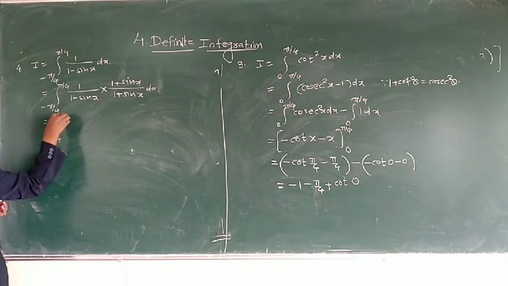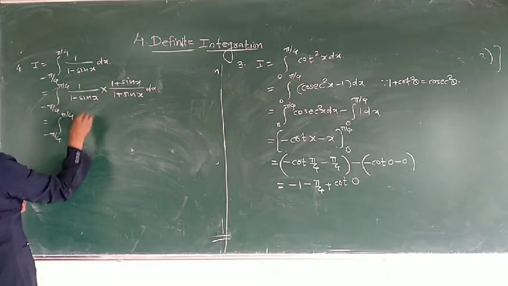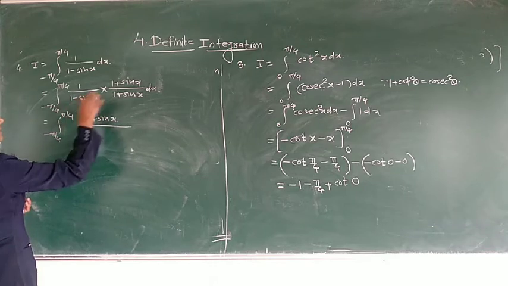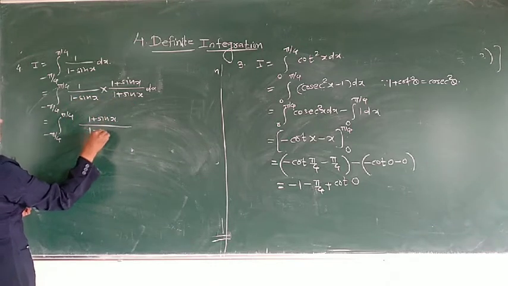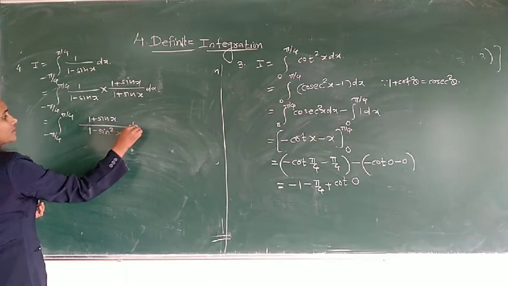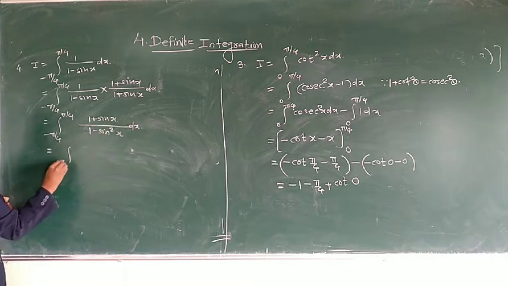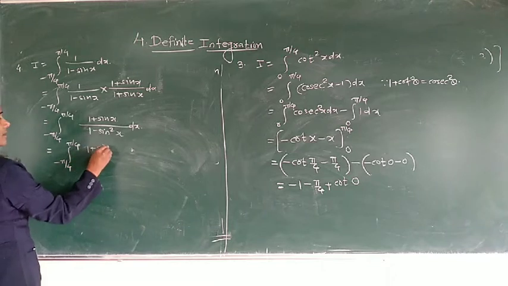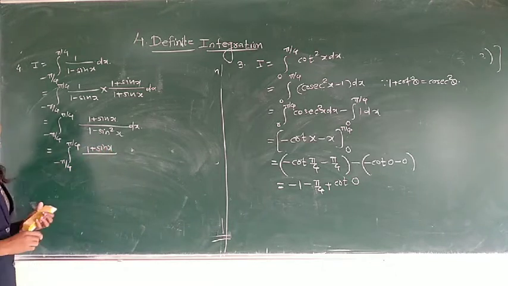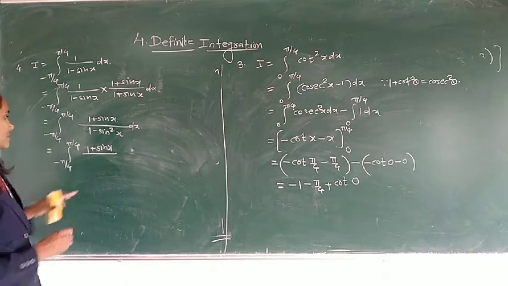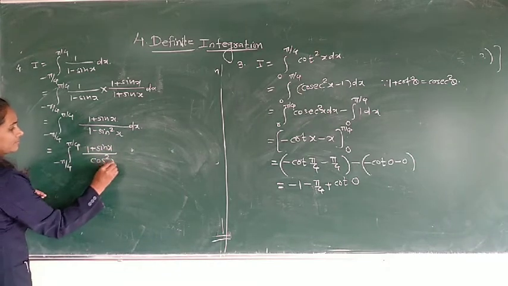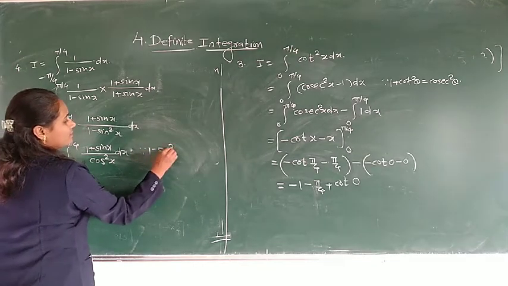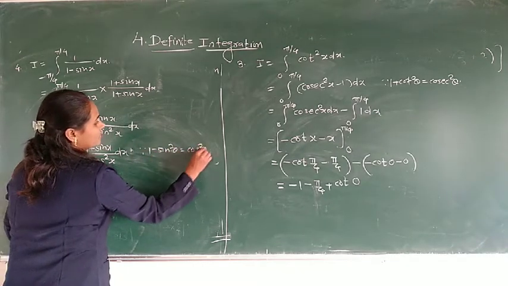First we take rationalization here. Integration from minus pi by 4 to plus pi by 4 of 1 plus sin x as it is, divided by 1 minus sin x times 1 plus sin x, that means 1 minus sin square x, into dx. Again using the identity cos square plus sin square is 1, since 1 minus sin square theta is equal to cos square theta.